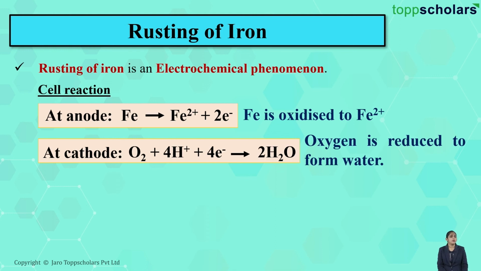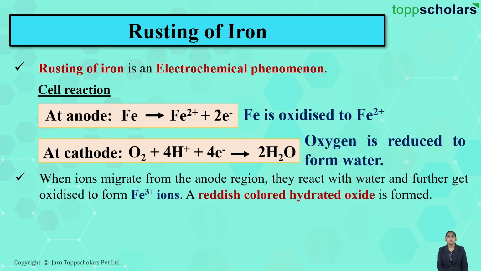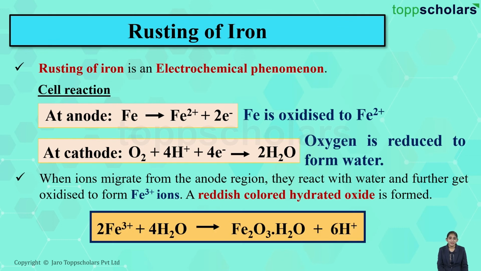Okay. So now friends, these Fe2+ ions further react with water and get oxidized into Fe3+ ions. And these Fe3+ ions thereby react with the water molecules, resulting in the formation of hydrated ferric oxide, as you can see over here. This hydrated ferric oxide has a reddish brown color, and thereby you can see a reddish brown coating on the surface of the iron particle, which is called rust, right? So what is rust? Rust is nothing but hydrated ferric oxide.